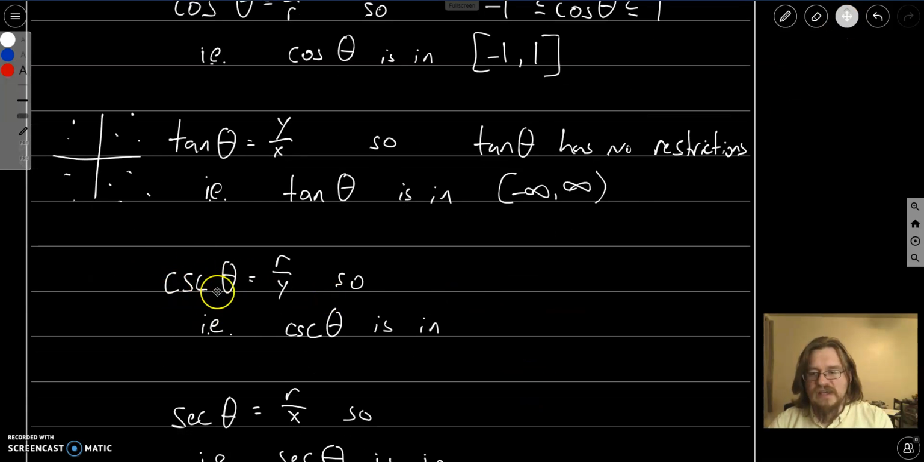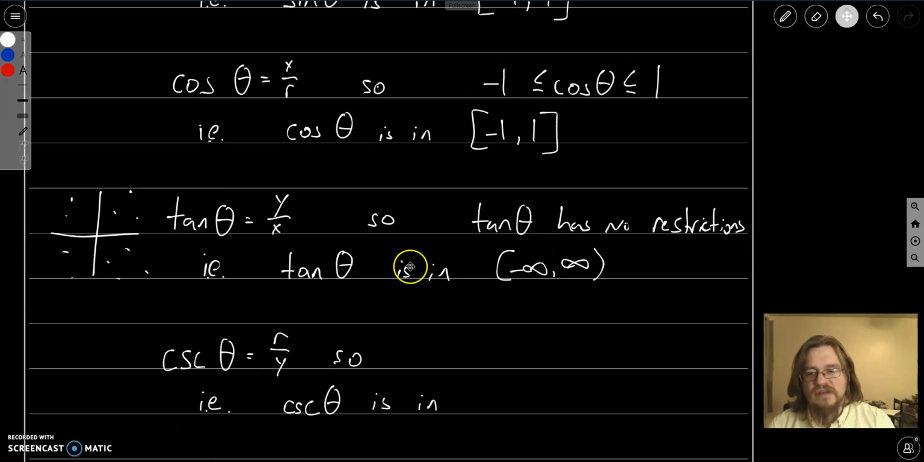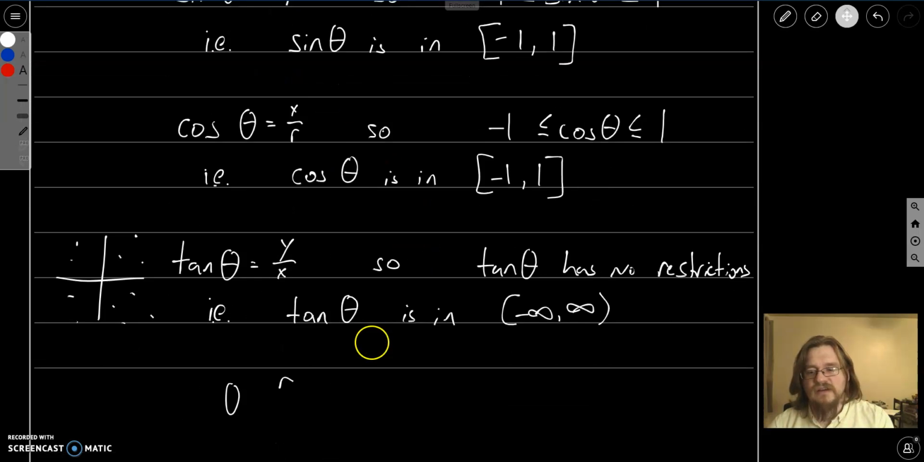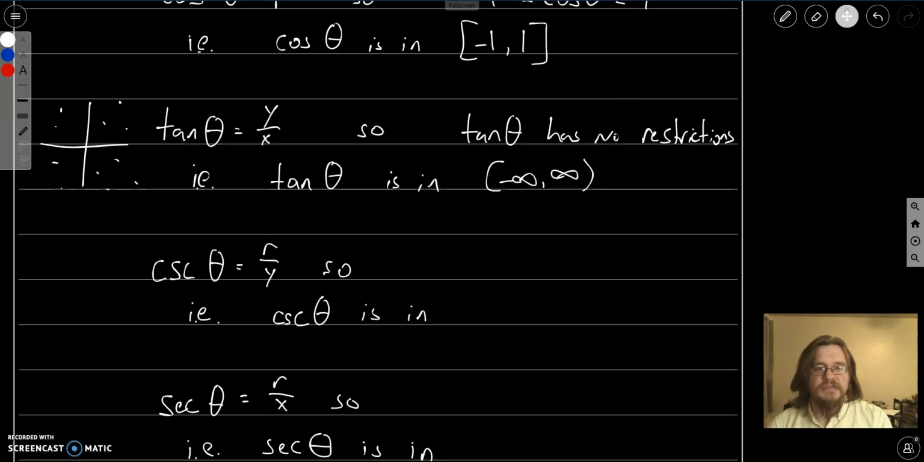The cosecant is going to be the reciprocal of the sine, so it's going to be r divided by y. So now if we think about this, r is always bigger than y. So if I take a bigger number divided by a smaller number, that means that I have to get a number that's bigger than 1. So the cosecant of theta is always going to be greater than or equal to 1.